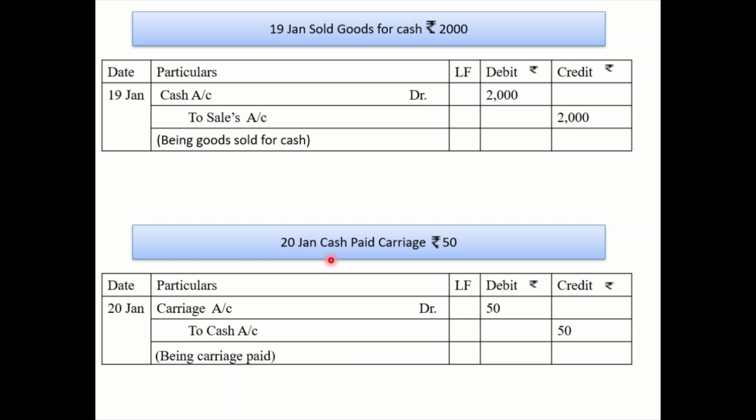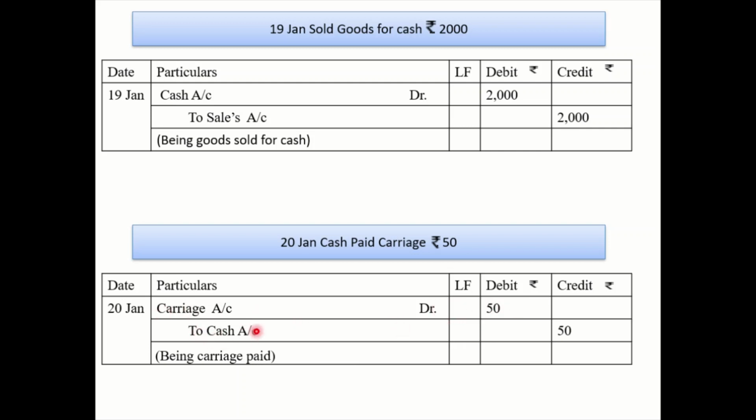20th January. Cash paid for carriage, rupees 50. Here is a cash transaction. That's why one account is cash and carriage is another account. Carriage is a nominal account. Nominal account means accounts of expenses, losses, income and gain. And what is the rule of nominal account? Debit all expenses and losses, credit all income and gain. See, carriage is an expense. That's why carriage account is debited with rupees 50.